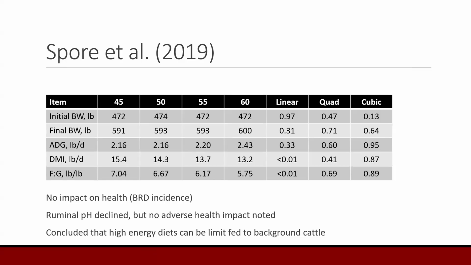So they looked at initial body weight, final body weight, average daily gain. Here on these lower energy diets, they were unable to achieve their target by 0.04 pounds per day, but got close. This one, they were right at target. Here at this 60, this highest energy diet, they were 0.2 pounds, so almost a quarter pound per head per day over their desired average daily gain.